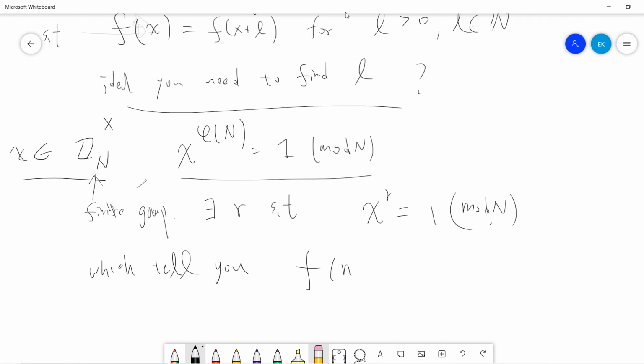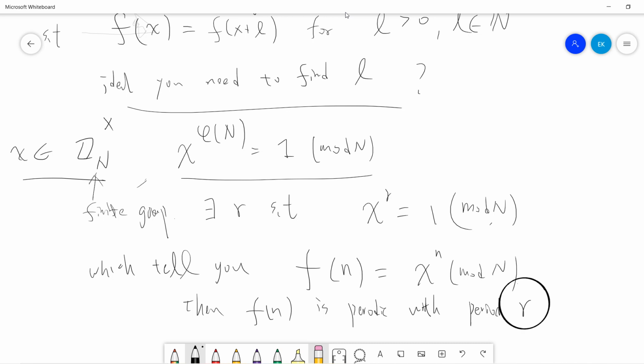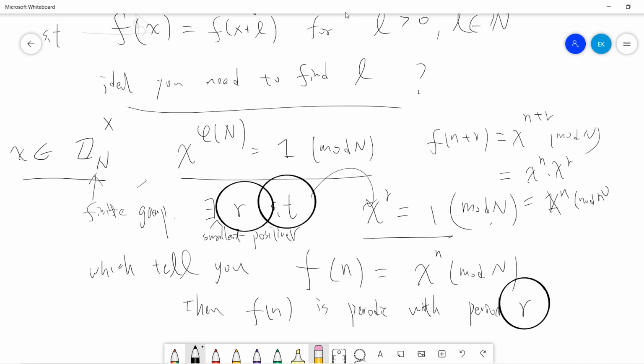So if you define f of n to be x to the power n mod n, then f is periodic with period r. The reason is that f of n plus r is x to the power n plus r, which is x to the n times x to the r. So this is 1 times x to the r mod n. So I can choose r to be the smallest. So there exists the smallest positive r such that x to the r equals 1 mod n.